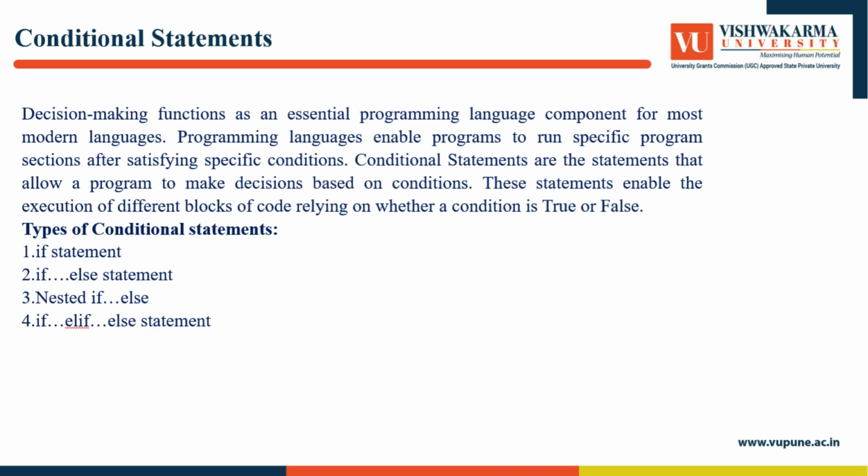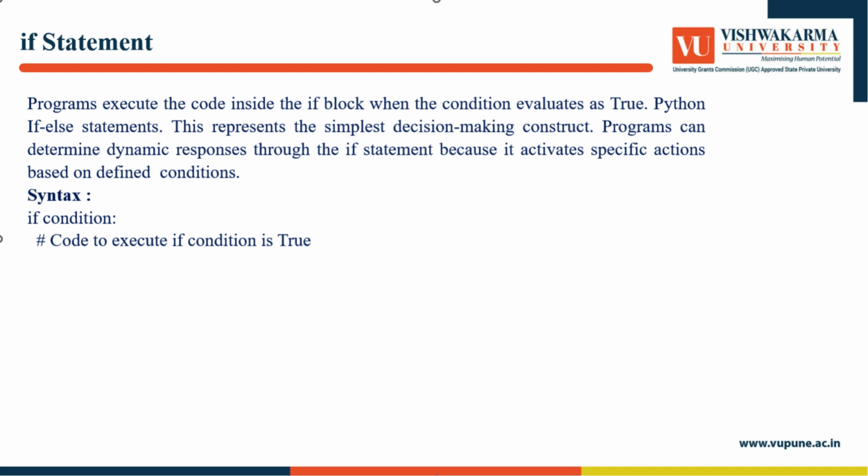There are four types of conditional statements. First one is if statement, second one is if else statement, third one is nested if else statement, fourth one is if elif else statement. Now, let's start with the first one, that is if statement in Python.